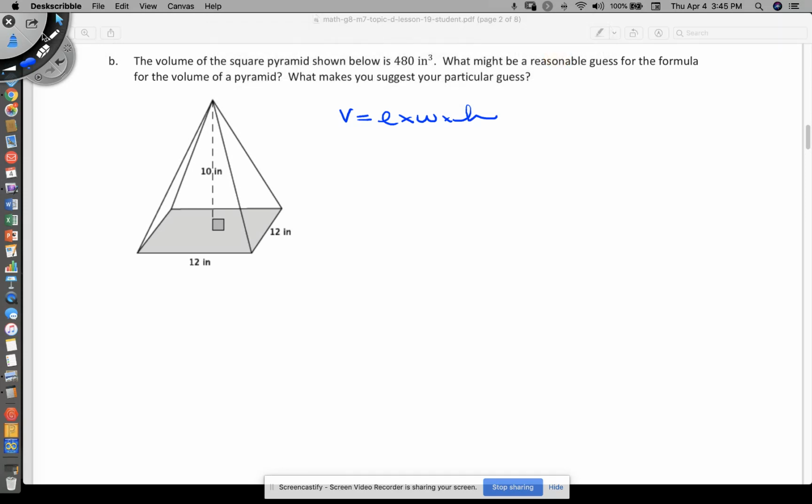So B says the volume of a square pyramid shown below is 480 inches squared. So they already told me what my volume is. What might be a reasonable guess for the formula of a volume of a pyramid? What makes sense? Well, if you did your problem up above correctly, you would take the square, if we squared this off, all the way, because it already has a square pyramid. So imagine this being inside of a cube. So we can use the cube up above there because it has the 12 by 12.